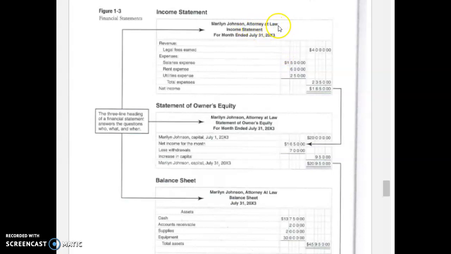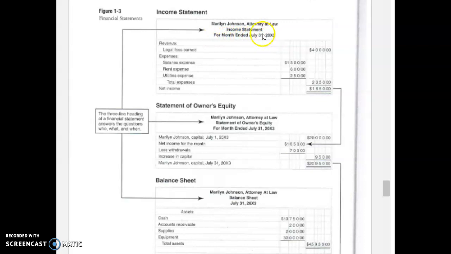Anytime you do a financial statement, there are 3 lines that have to be at the top of the financial statement. The first line is the name of the business, and this example is Marilyn Johnson, attorney at law. The second line is income statement, because that will tell you what financial statement you are preparing. And then you have the time period underneath, and that's very important as well, because you want to know, especially if you are an investor or a creditor, the time period that this financial statement covers.